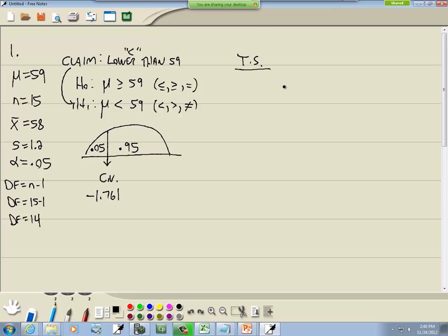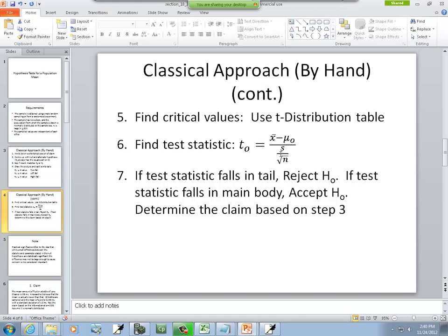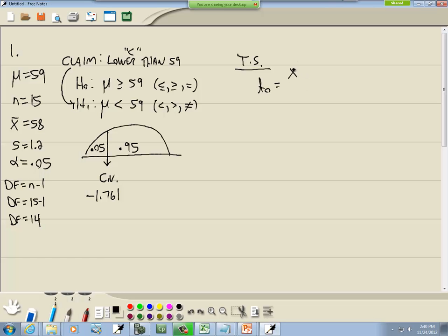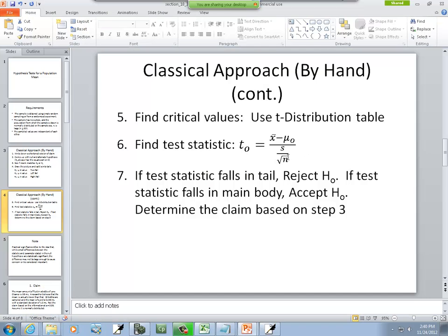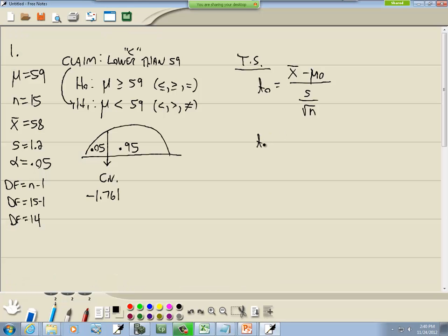Now for our test statistic. It tells us to use T0 is equal to X bar minus mu naught over S divided by the square root of N. Well, X bar is 58 minus mu naught, which is 59, over S, which was 1.2, divided by the square root of N, so square root of 15. Key to plugging this in your calculator: put parentheses around the top, parentheses around the bottom.